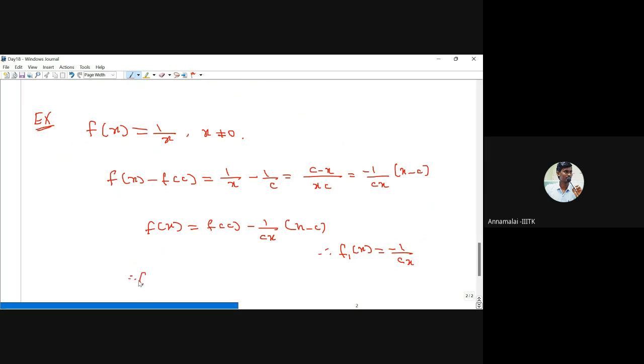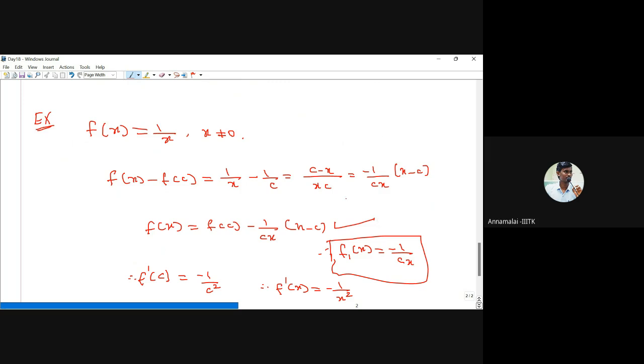Therefore, what is the derivative of the function at a point c? You have to substitute x equal to c. So we get minus 1 by c square. Therefore, in general, the derivative at any point is minus 1 by x square. The derivative of 1 by x is nothing but minus 1 by x square, because our f1 is continuous and satisfies this condition, therefore f is differentiable.